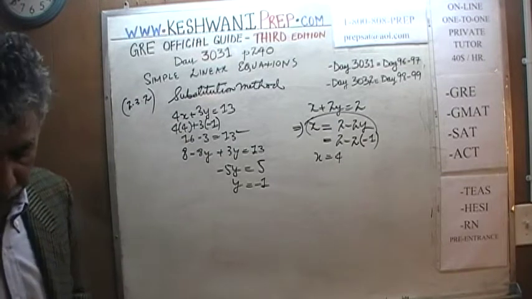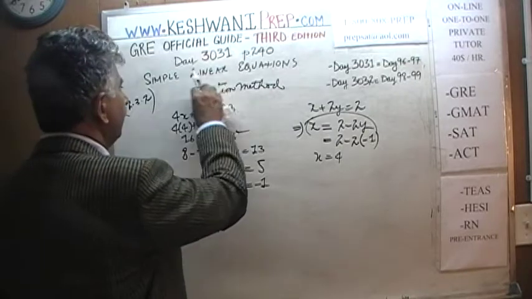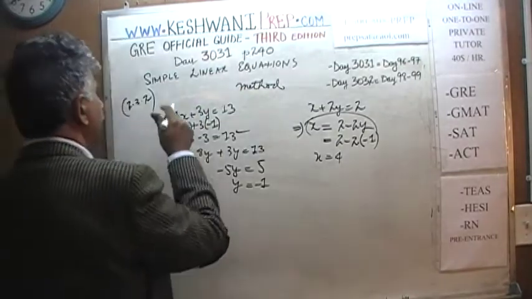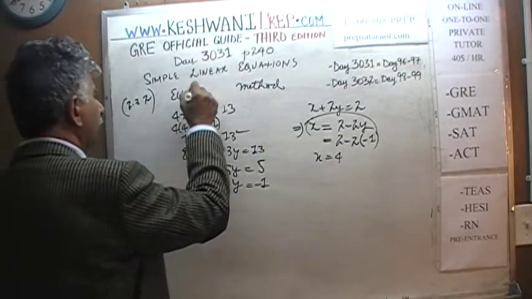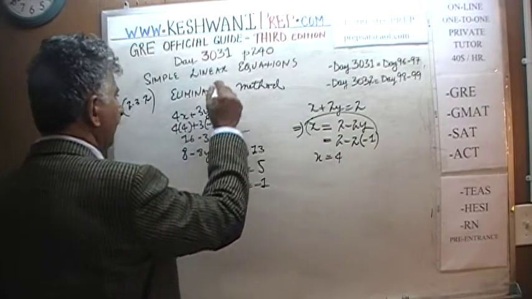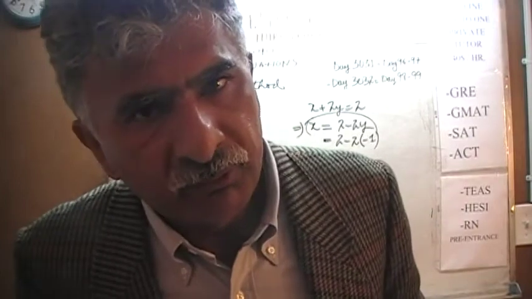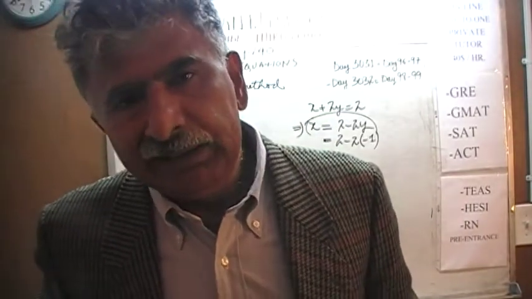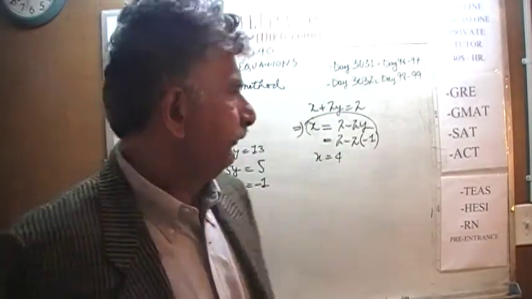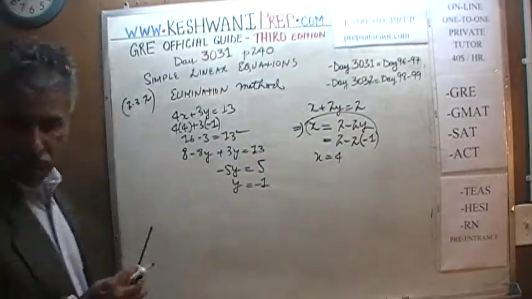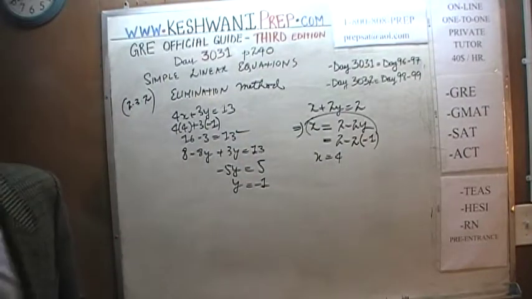Let's do the elimination method now. In the elimination method, we work through the two equations together and we eliminate one of the two variables here. Let's do that, shall we? We're done with all of this.